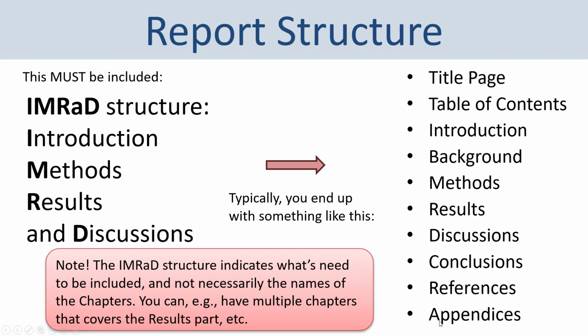For smaller reports, typically you don't have any appendices, so that can be removed. But for all reports, you need to follow this basic IMRAD structure. So this means introduction, methods, results, and discussions. And this IMRAD structure indicates what needs to be included in the report, and not necessarily the name of the chapters. So you typically can have multiple chapters that cover the results part or the methods part, etc.